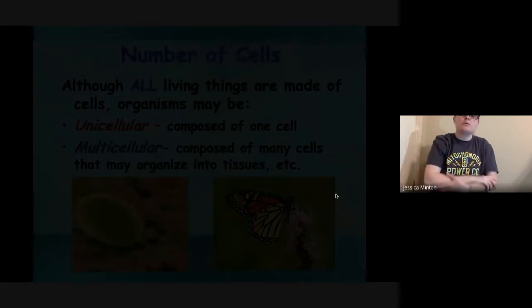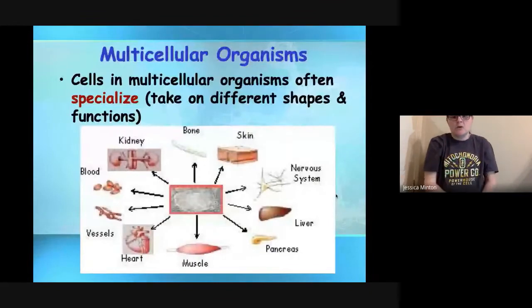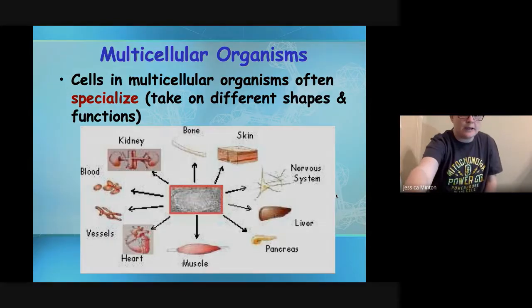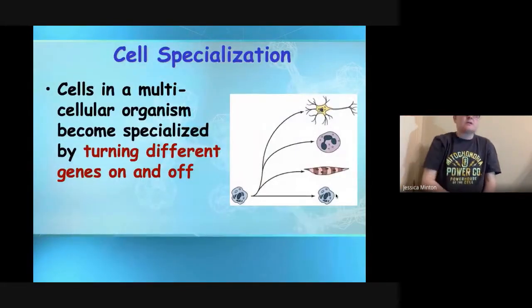All right, so multicellular organisms are going to specialize. While all of my cells have the same exact blueprint, they specialize and can take on different shapes and different functions. They have different jobs. They're found all over the body, but they are not going to function the same way. I don't need them to. So cells in a multicellular organism turn certain genes on and off based on what they are.